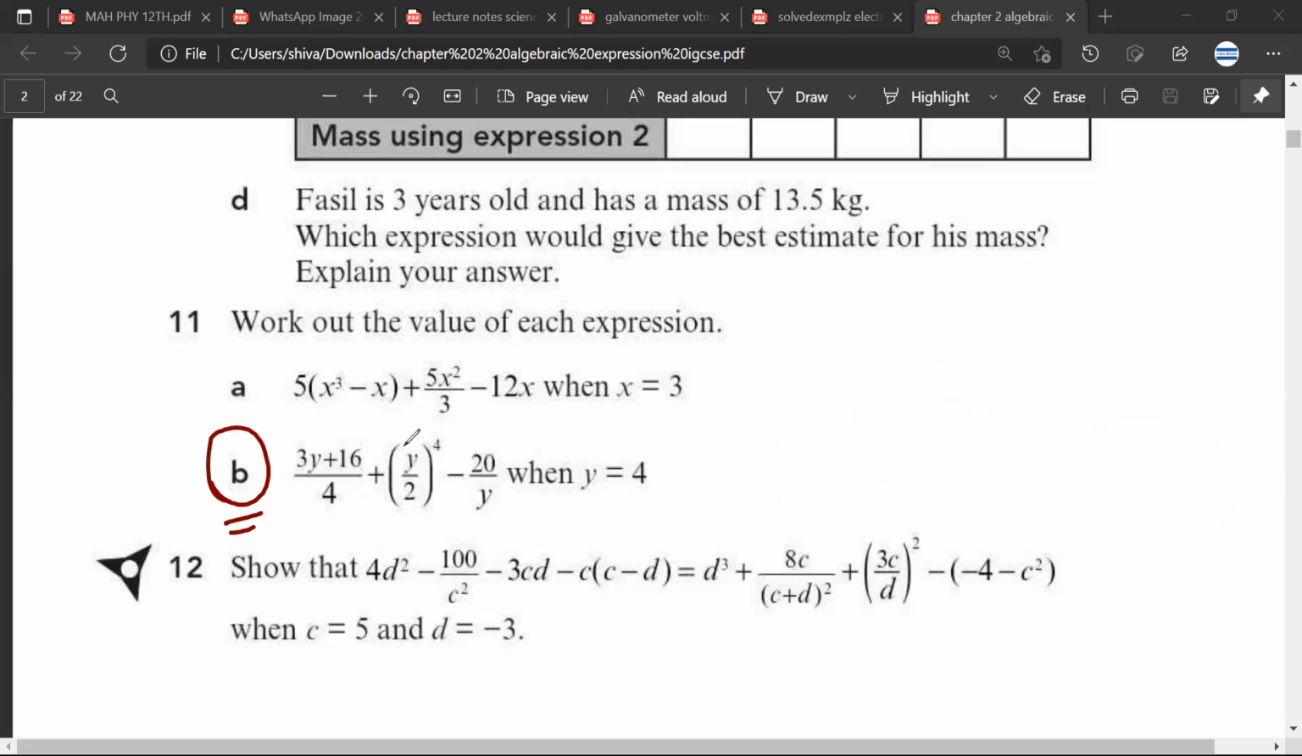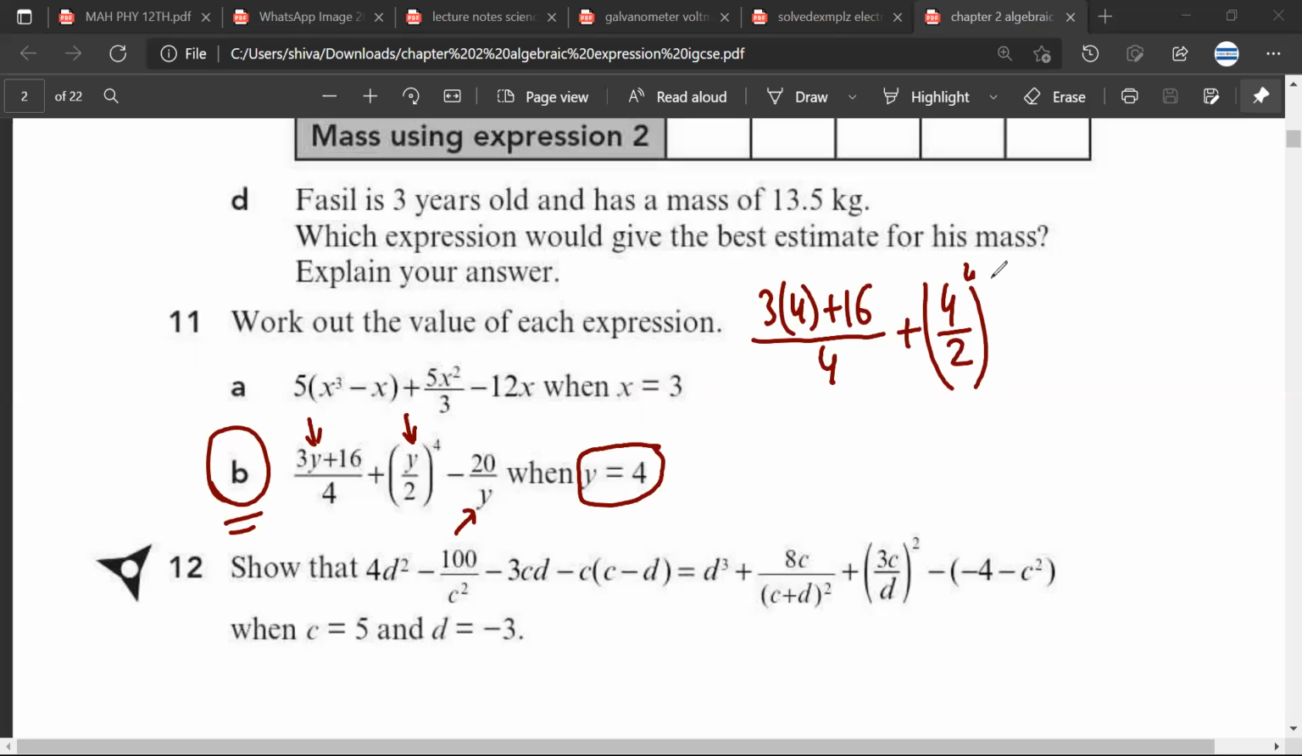Mr. Aryaman, B part? So first we'll replace all the y's with 4. So we'll get 3 into 4 plus 16 divided by 4 plus 4 divided by 2 in brackets, to the power of 4 minus 20 divided by 4. So that will equal 12 plus 16 divided by 4 plus 16 minus 5, which equals 28 divided by 4 plus 16 minus 5, which equals 7 plus 16 minus 5, which equals 18.